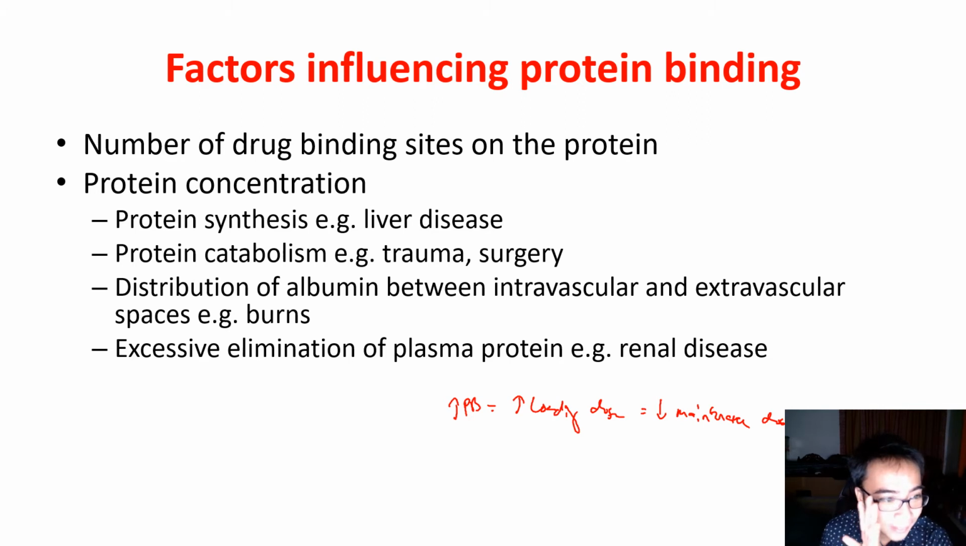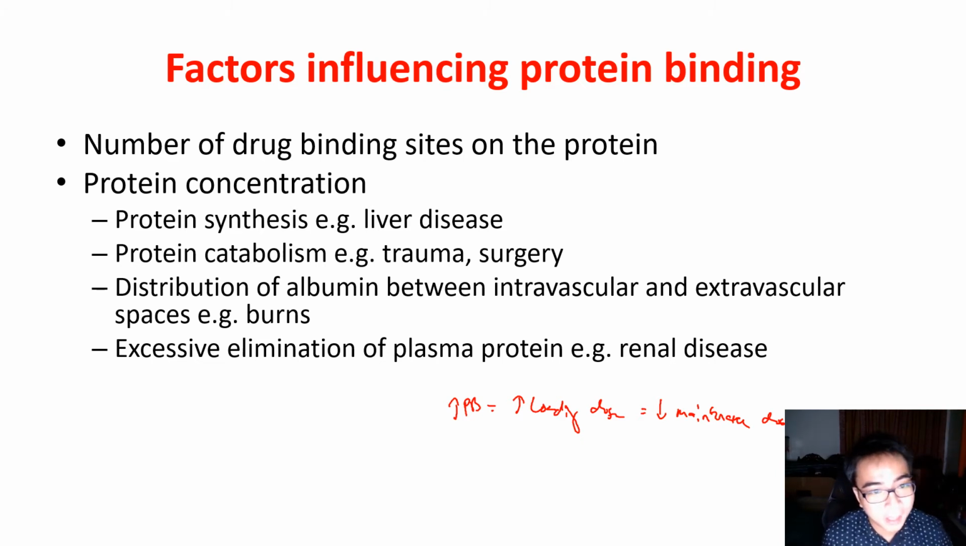Now, topics regarding that, class, would of course be more focused on the clinical aspects of pharmacokinetics. Okay, you want to learn more about that? Try to study, class, higher degrees of pharmacy, such as PharmD. Okay, pinag-aaralan yan sa PharmD. Mga ganong klaseng scenarios. Right, protein catabolism, such as in trauma or surgery. Distribution of albumin between intravascular and extravascular spaces, such as in the case of burns. Okay, and excessive elimination of plasma proteins, such as in renal disease.